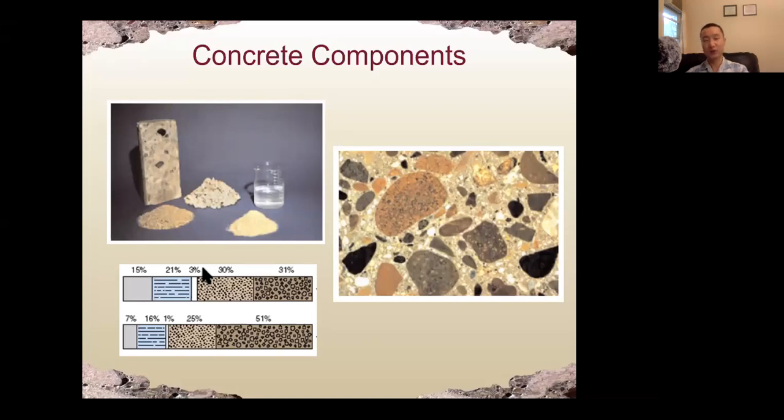Another reason we put aggregate in concrete is to reduce the shrinkage cracking. Okay. As we will discuss later, concrete is very easy to crack because concrete is very brittle. If concrete shrinks for some reason, it will crack. So when we put sand and coarse aggregate in concrete, we can reduce this shrinkage cracking, and make the concrete stronger and less brittle.